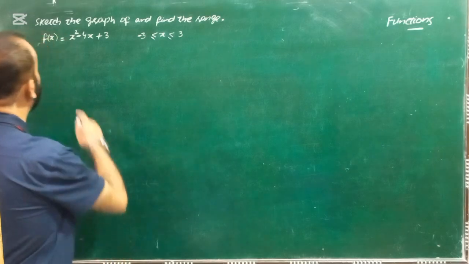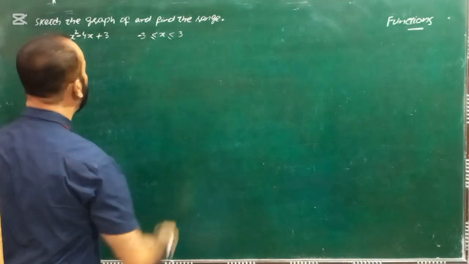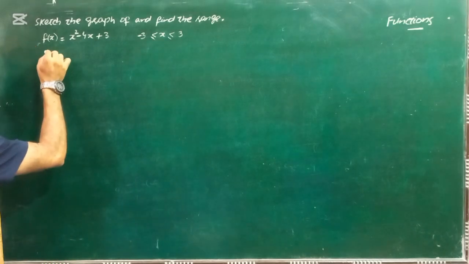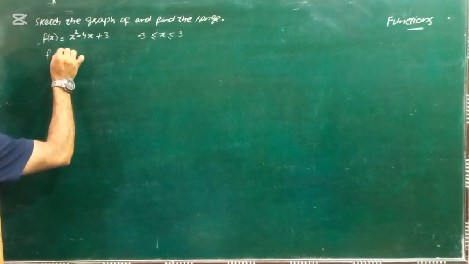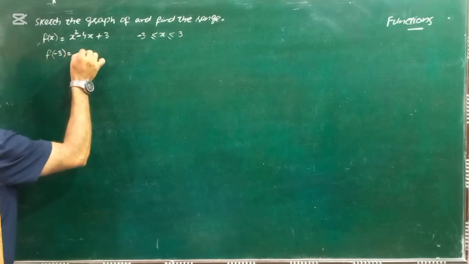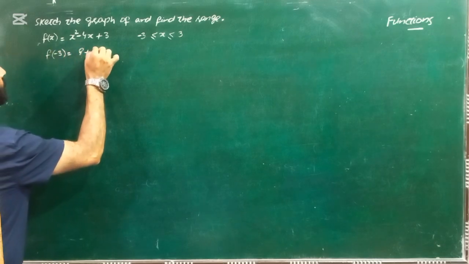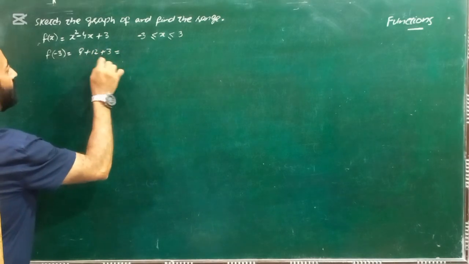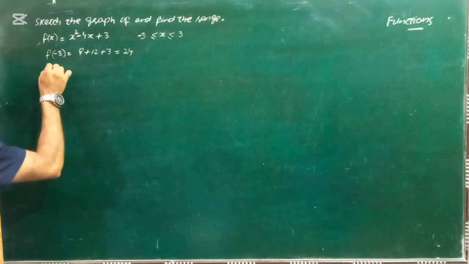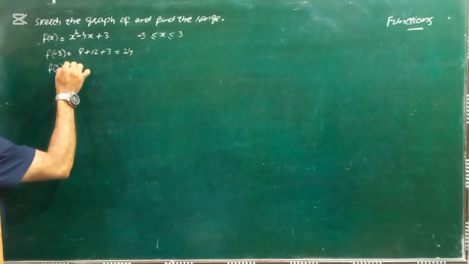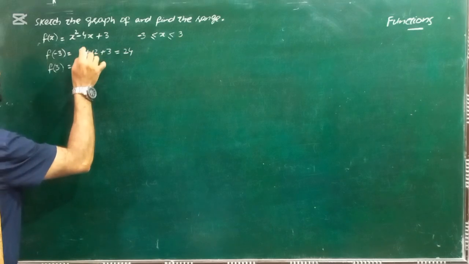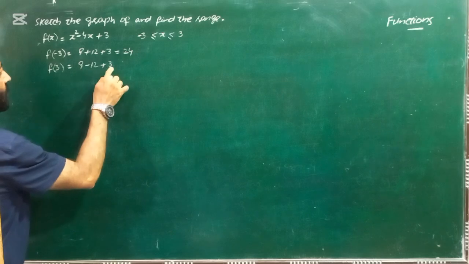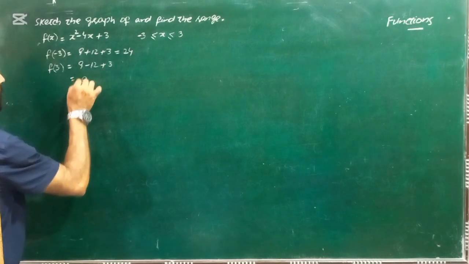Here is another question. The statement is the same: sketch the graph of the function and find the range. First we will find f of a and f of b. So look now, f of minus 3 will be equal to 9 plus 12 plus 3, which is 24. And f of 3 will be equal to 3 3s are 9, minus 12, plus 3. So 9 plus 3 is 12, minus 12 is 0.